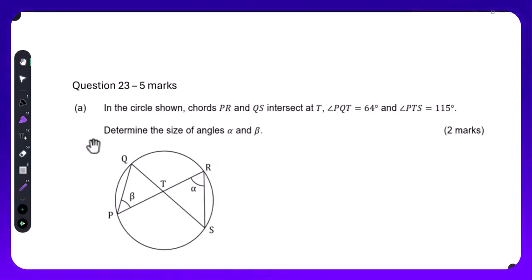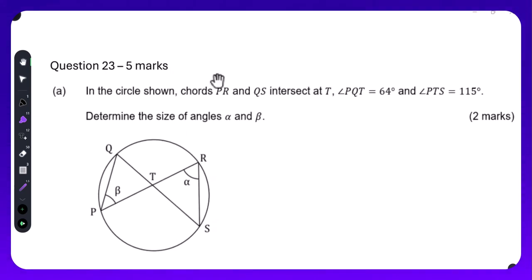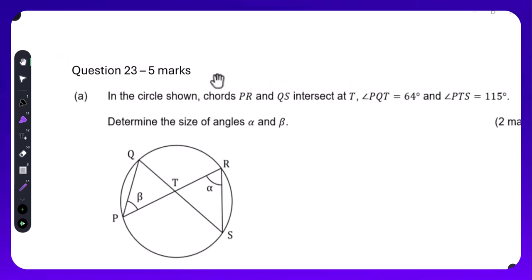Okay, question 23. You just need to determine the sizes of angles alpha and beta. So we'll write down the critical information first. We do know that PQT is 64. And we know that PTS is going to be 115.